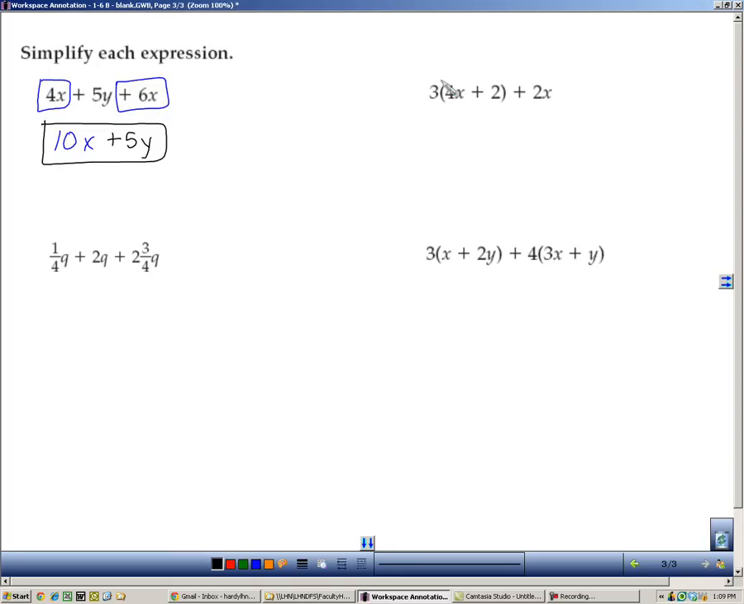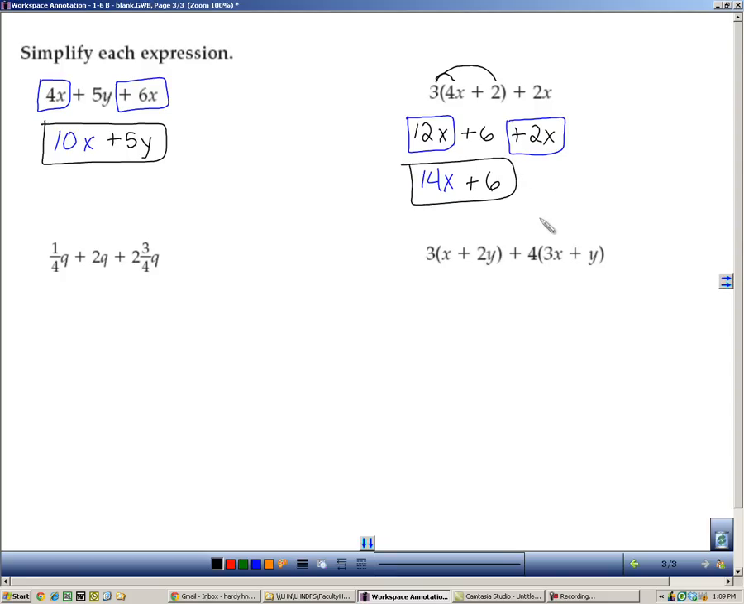Moving over here, looks like we'll have to distribute first. 12x plus 6 plus 2x. Now I see some like terms that I can collect. One thing to note, when I put boxes or circles around these, I always include the symbol in front of the number, because that symbol will tell us whether to add or subtract. 12x plus 2x is 14x, and plus 6. We can't do any more simplifying because those are not like terms.